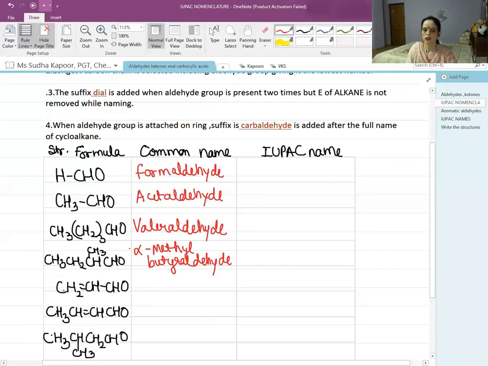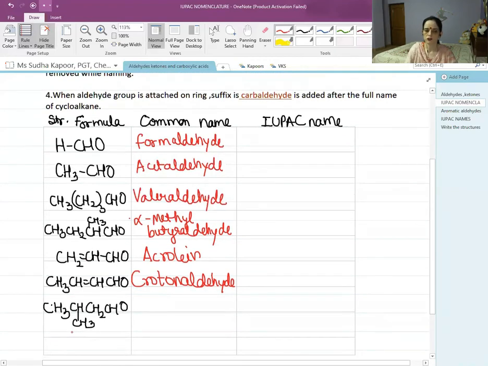So now we come to the other one, CH2 double bond CH single bond CHO. It is known in the common as acrolein. Okay, and then CH3 CH double bond CH single bond CHO. It is known as crotonaldehyde. Now the last one, CH3CH, then the branch of CH3, CH2, CHO, it is known as isovaleraldehyde.